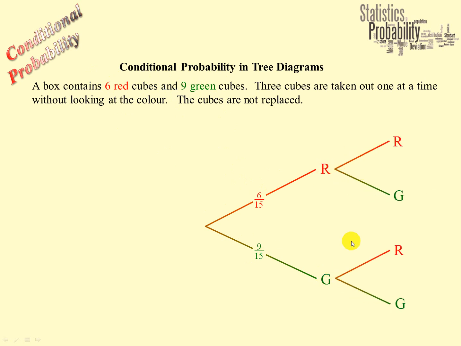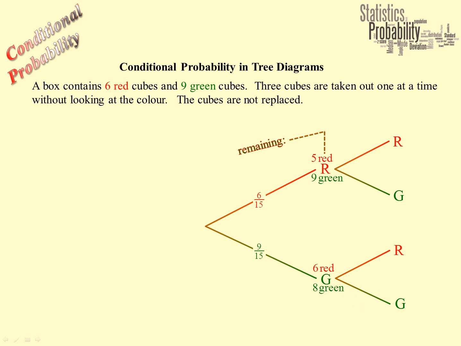Now, from each of these, we can choose either red or green. But now, because this is conditional probability, and at this stage, in choosing here, 1 cube has already been taken out. You need to say, well, what is left? Well, if a red's been taken, there are 5 red left out of the 6 and still 9 green. Or if a green has been taken, there's 6 red still and 8 out of the 9 green left. And so there's your new quantities.